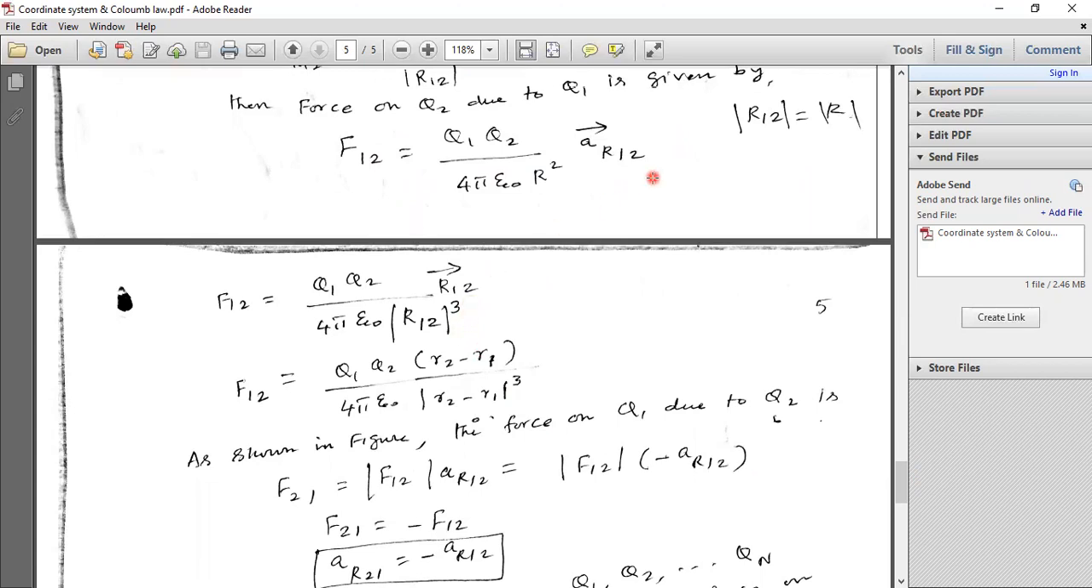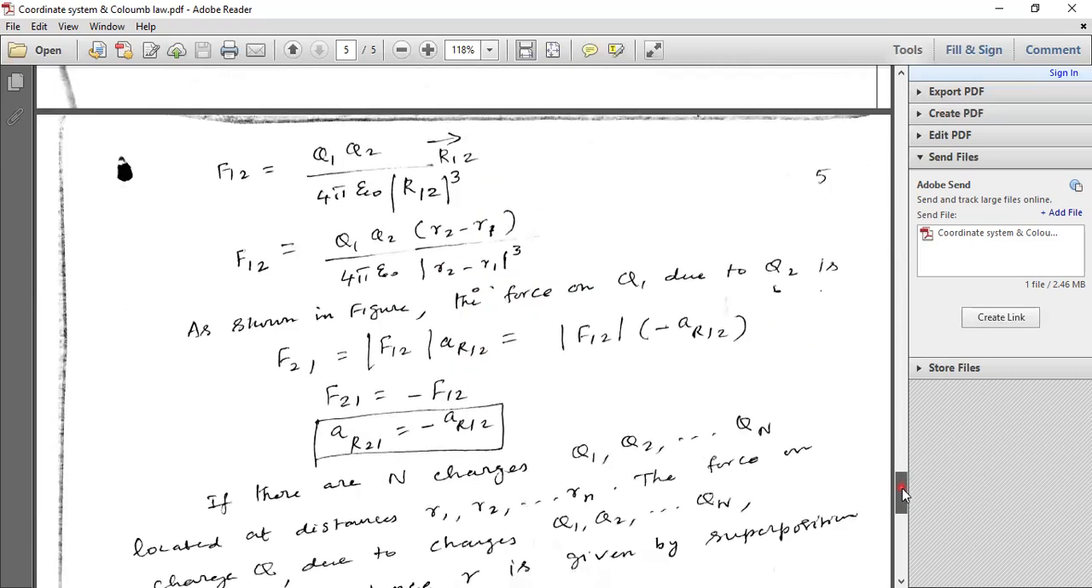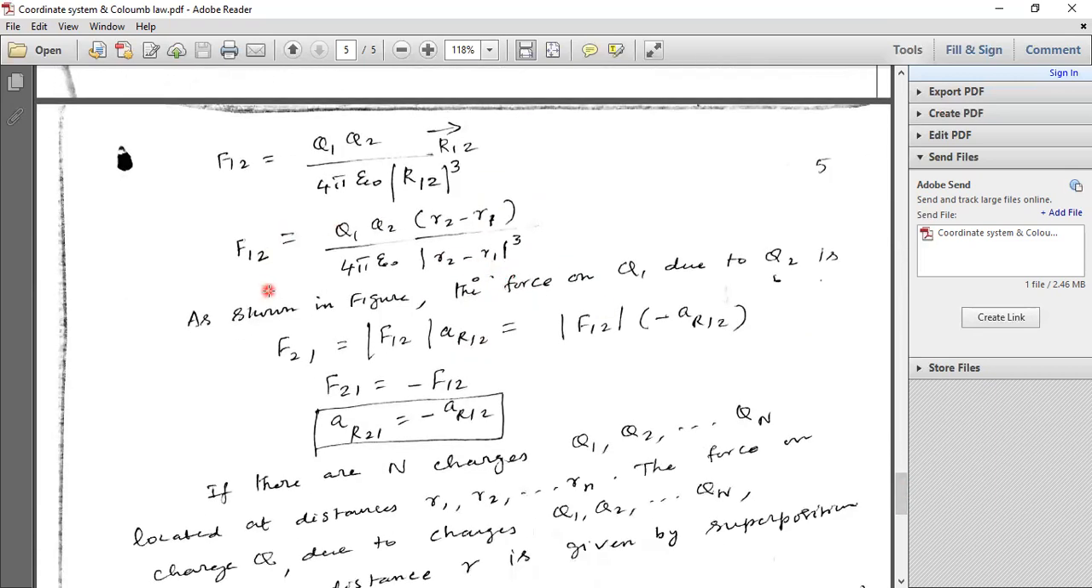Here we have R12 divided by modulus of R12. This modulus of R square and modulus of R12 we can make as modulus of R12 cube, and R12 is R2 minus R1. If you make all the substitutions, then you can find the force acting on Q2 due to Q1. Similarly, the force on Q1 due to Q2 can also be found.